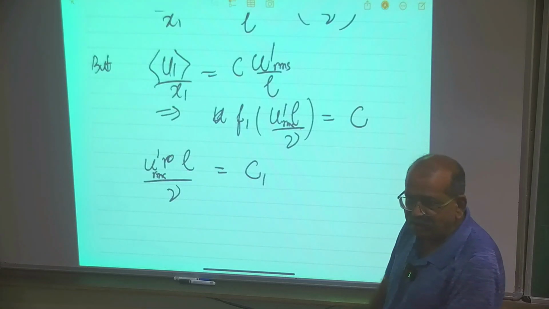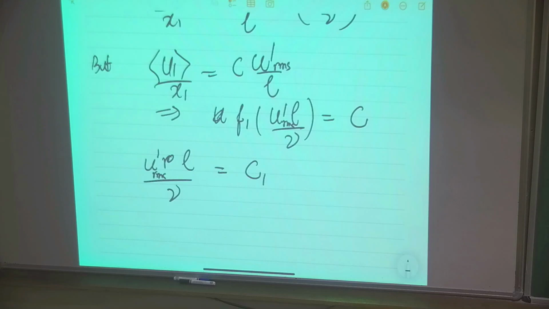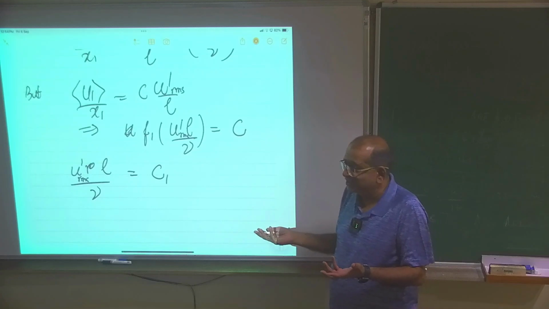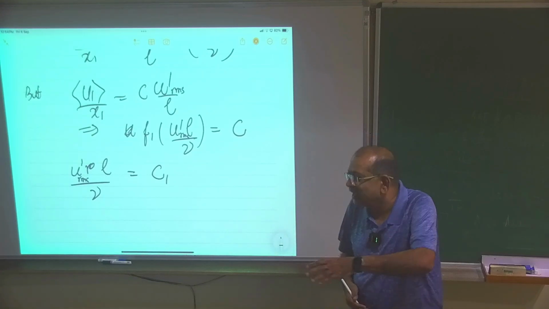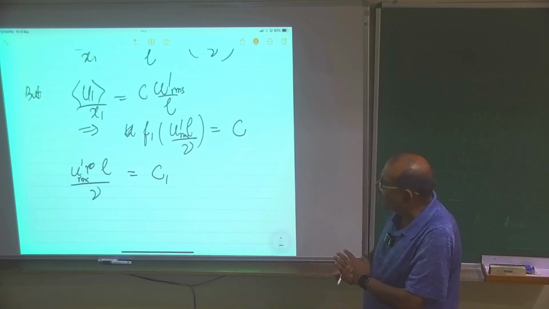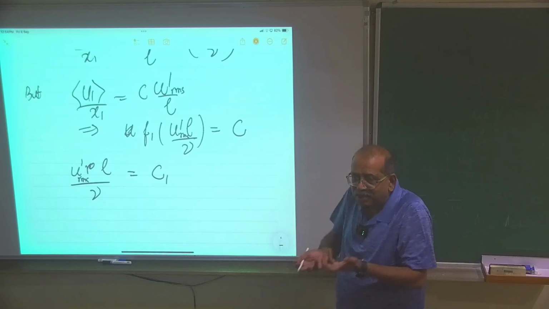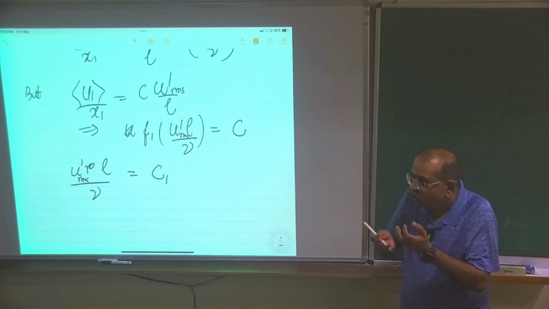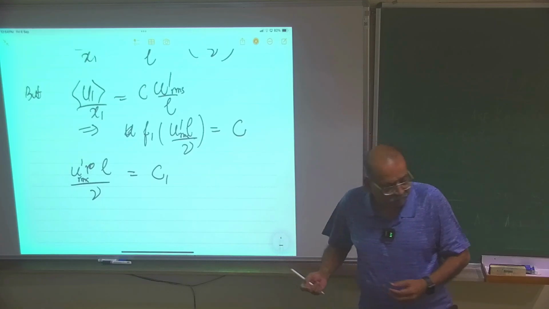Is that fine? Everybody with me? And that is sort of the beauty of a simple analysis like this. Even though we have made many assumptions throughout, at least we are now able to get to the fact of how these quantities will change.